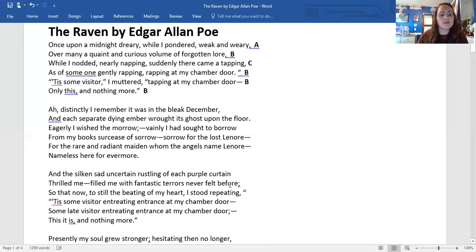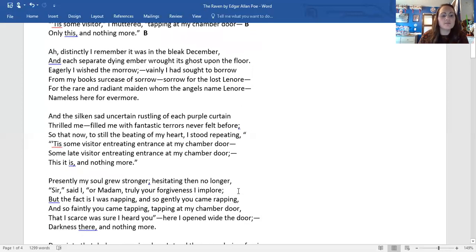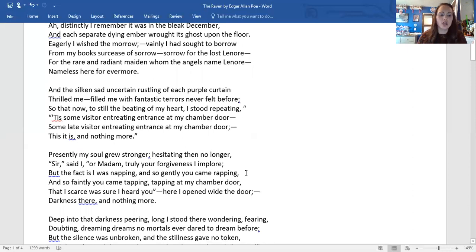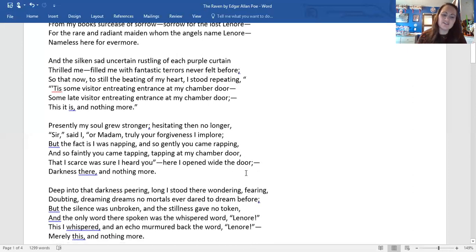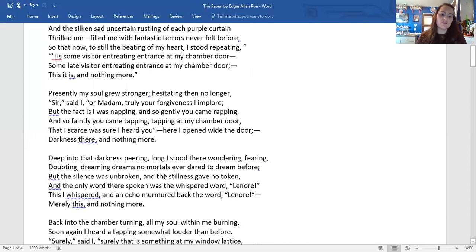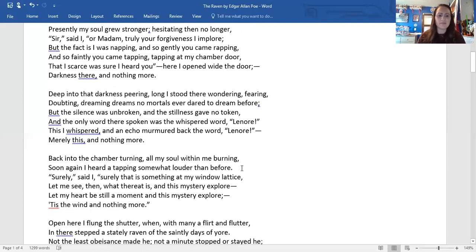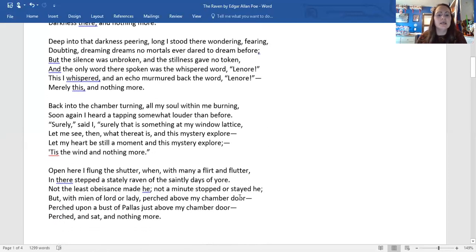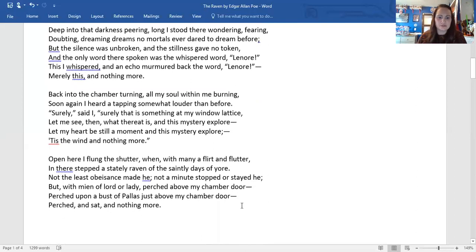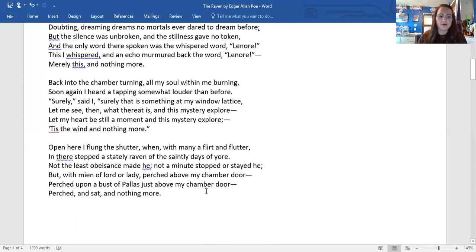So as we get into the story, he's thinking about Lenore. He's truly sad about her loss. He's sitting in the dark, kind of napping, kind of in and out of consciousness maybe. And is he dreaming or is he not? And in walks the bird. And he starts talking to the bird. The bird is tapping. He's wondering what the mystery is. And then the bird enters into his chamber, and it's perched upon a bust of Pallas.